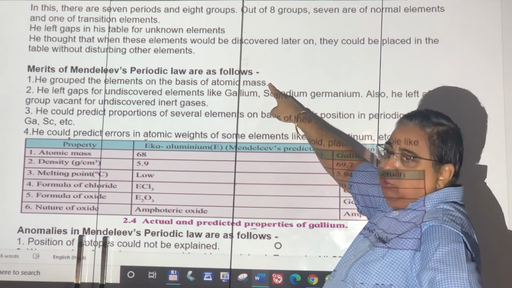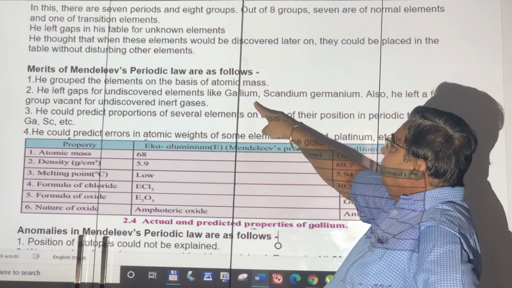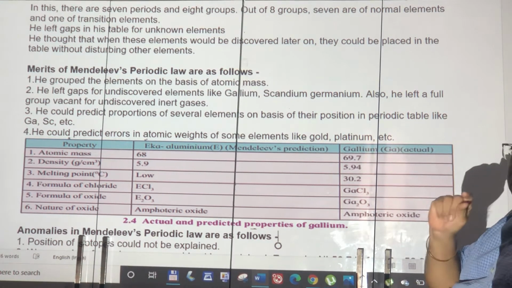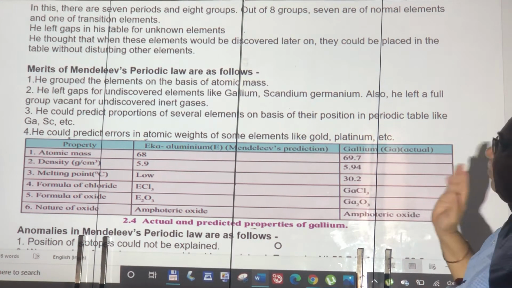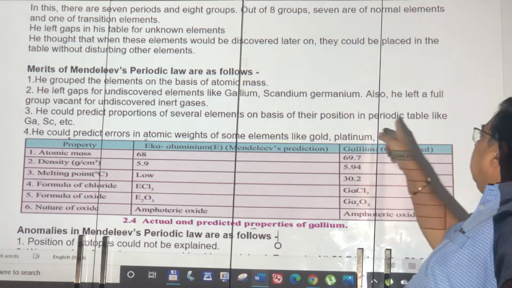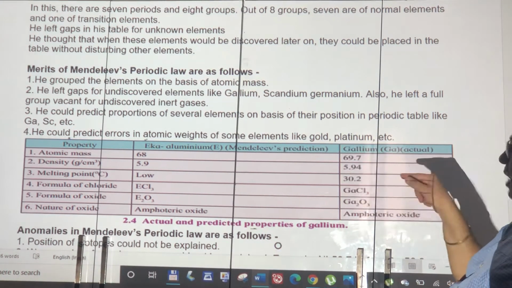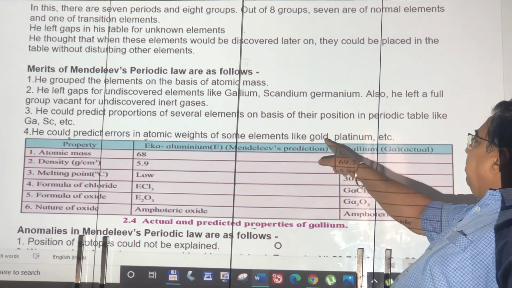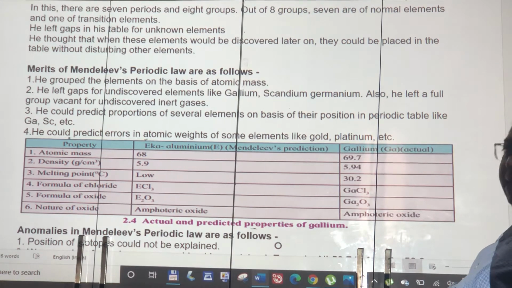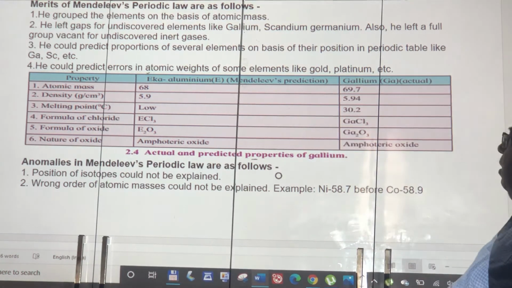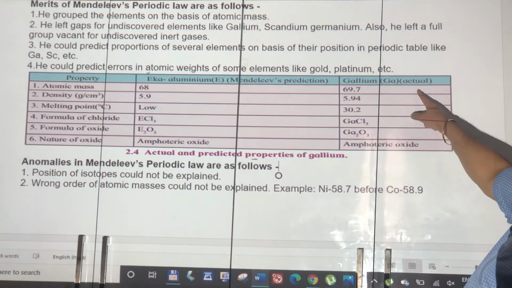What are the advantages? First, he used atomic mass. Second, he left gaps for gallium, scandium, germanium and inert gases and talked about their properties. They were not known at that time. He predicted properties of several elements based on this. Gallium will come and sit here, scandium will come and sit here. He corrected the atomic weights of some elements like gold, platinum, etc. at that time. Now, the table from your textbook shows Eka-aluminium, as he named it, since he did not know it, a new element after aluminium. Today we know it is gallium.